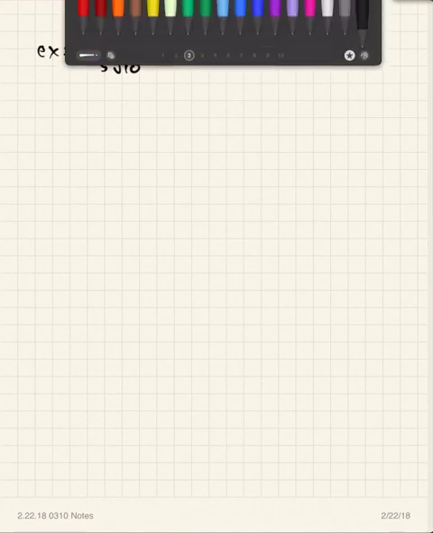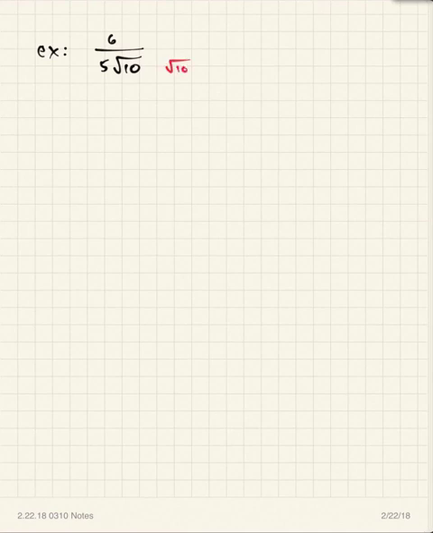Let's look at another problem. Let's say we have 6 over 3 times the square root of 10. And let's not make that a 3 right there. Let's make that a 5. Like that. Okay, so 6 over 5 times the square root of 10. Now the 5 we don't care about, because the 5 is not underneath the radical. So there is still just a single term in the denominator. There's no addition or subtraction. So all we do to rationalize here is multiply by the square root of 10 over the square root of 10. We don't care about the 5 at all.